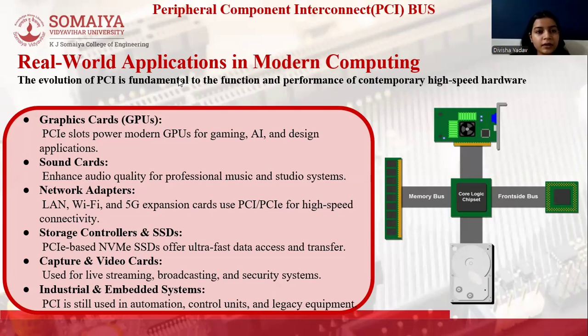Network adapters, which we must have seen in LAN, Wi-Fi, and 5G expansion cards, use PCI for high speed connectivity. Next come the storage controllers and SSDs, which we often see for ultra fast data access and transfer. Then capture and video cards are used for live streaming, broadcasting, and security systems. Then next is industrial and embedded systems. PCI is still used in automation control units and legacy environments.